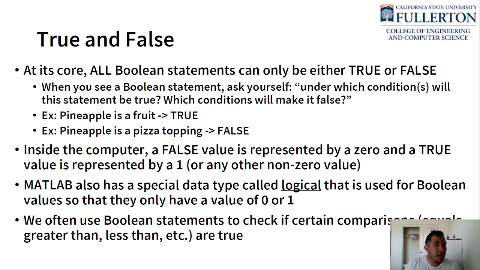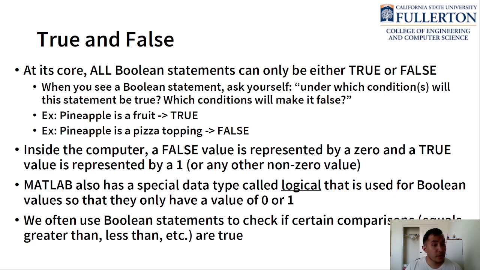That's an example of how Boolean statements work. There are statements, and they can either be true or false. Inside the computer, the computer is actually not storing the full word true and false. What it does is it takes a shortcut. To represent a false value, the computer uses a 0, and to represent a true value, the computer uses a 1. Technically, any other non-zero value counts as true, but most times it's either 0 or 1. I want you to remember that for the rest of this video.